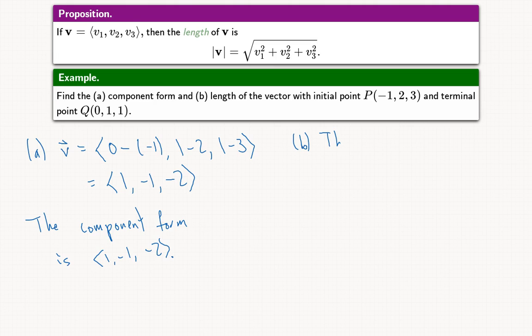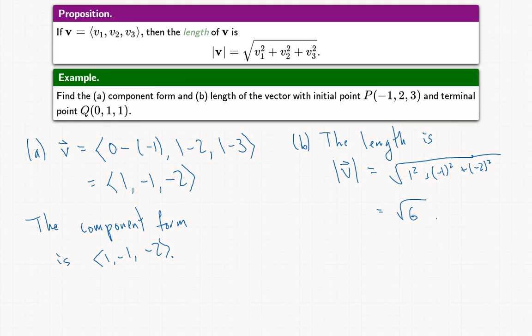Now for B, we apply this formula to get the length is square root of 1 squared plus -1 squared plus -2 squared, which is square root of 6.